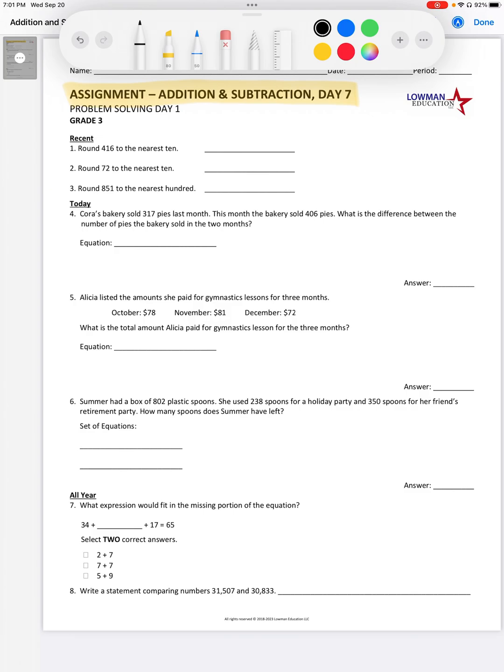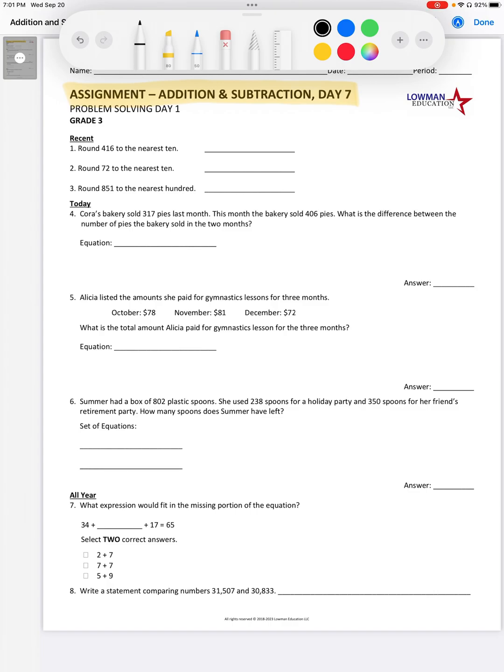Problem 4 says Cora's Bakery sold 317 pies last month. This month, the bakery sold 406 pies. What is the difference between the number of pies the bakery sold in the 2 months? There are so many different math models we could draw. I'm going to draw this little one using bars to represent each one.